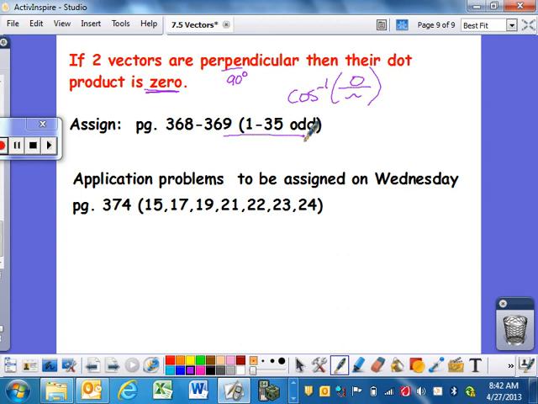We're going to be looking at problems 1 through 35 on that section for tomorrow, and then application problems. So we're going to go into talking about word problems and dealing with all of that, and that'll be on Wednesday. And just want you to be aware.